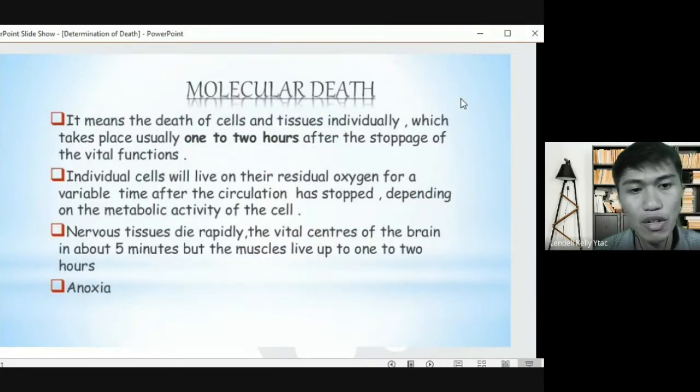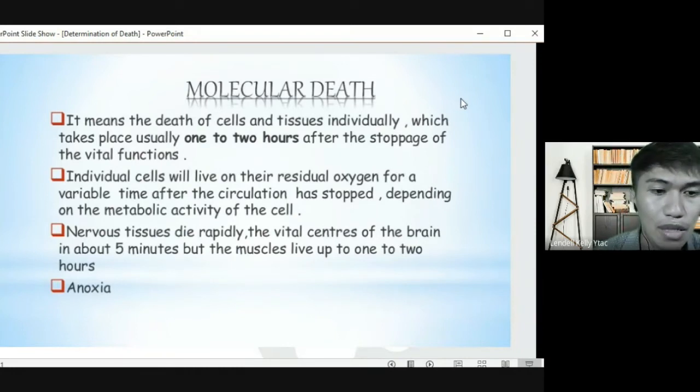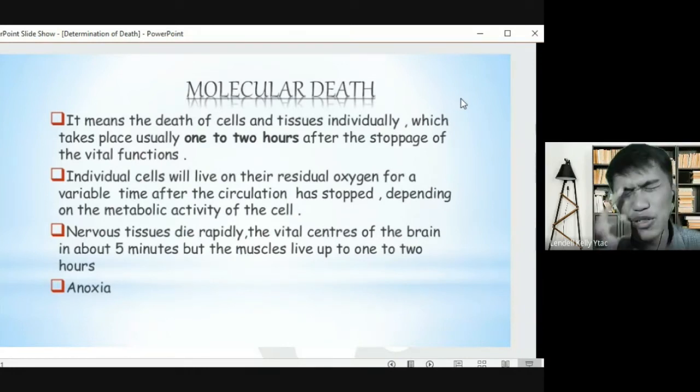When we say molecular death, it means the death of cells and tissues individually, which usually takes place 1 to 2 hours after stoppage of the vital functions. Individual cells will live on their residual oxygen for a variable time after circulation has stopped, depending on the metabolic activity of the cell. So that's why it is important.